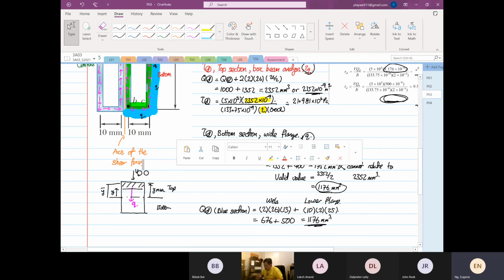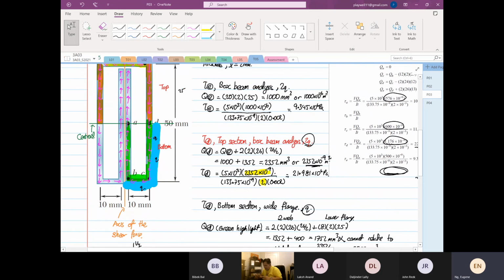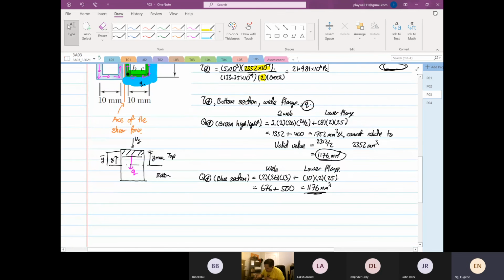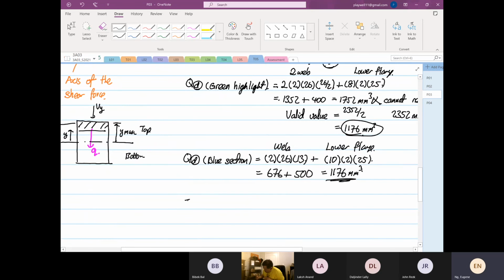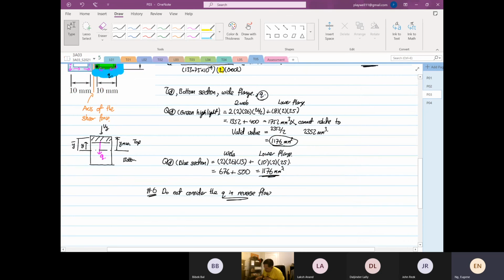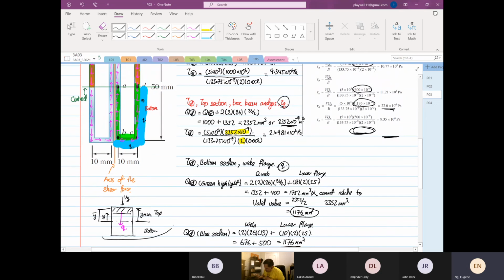All right. So we set up another new rule. The flow, the Q: do not consider the Q in reverse flow. This is our rule number 6. Why? Because mathematically, this is how we derive it. This is like week 4. We derived this in week 4, and for that reason we cannot consider the reverse flow.